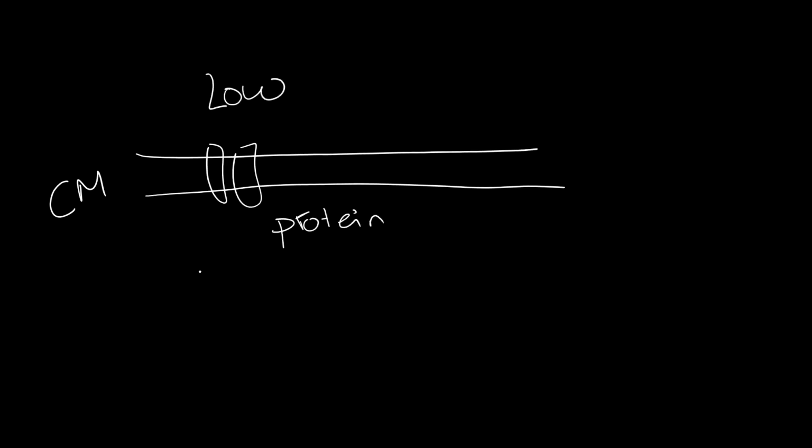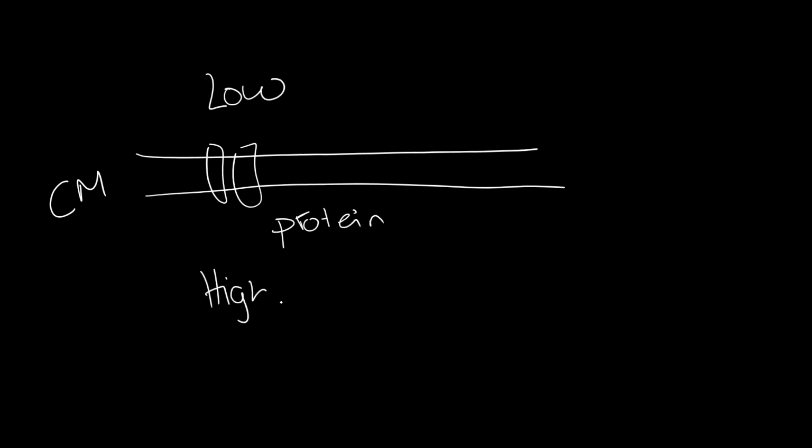Let me tell you. This is a zoomed in picture of the cell membrane. The cell membrane contains lots of proteins. These proteins are called carrier proteins, and from the name, they carry materials. These materials are carried from low concentration to high concentration.